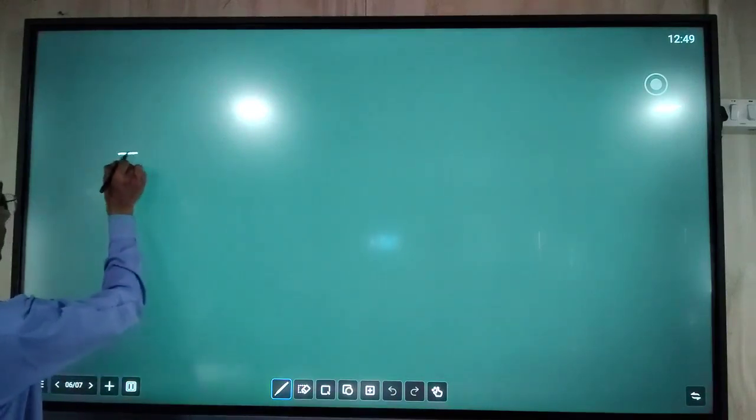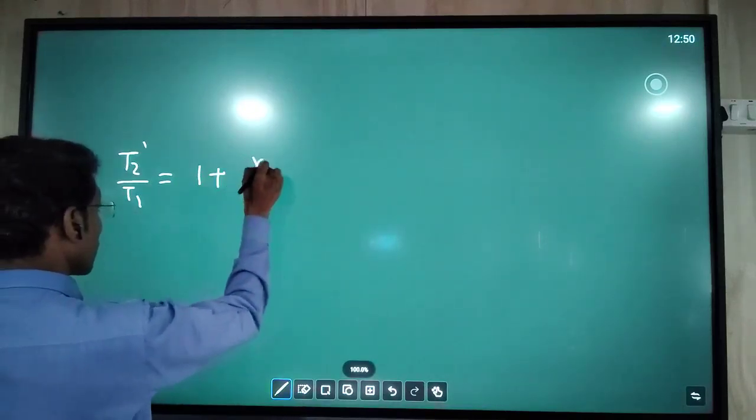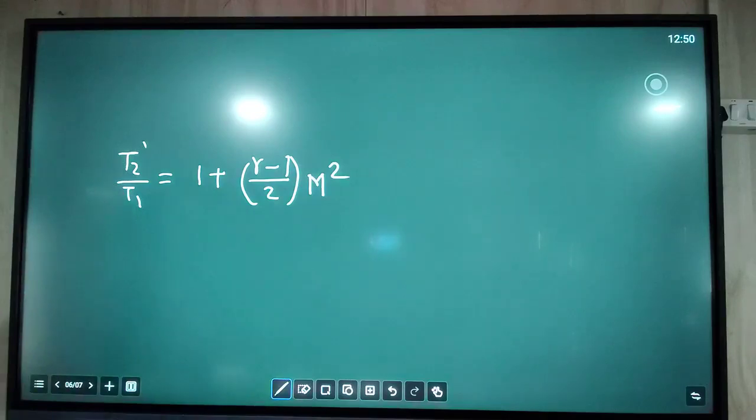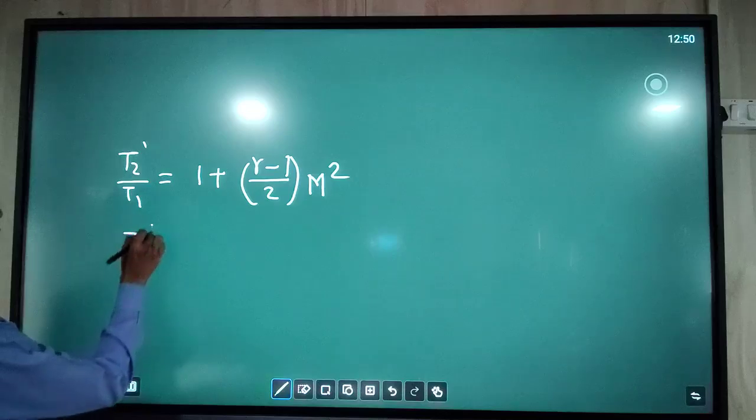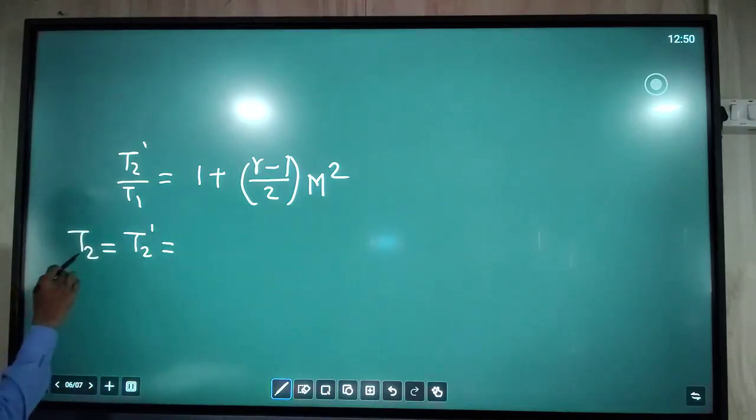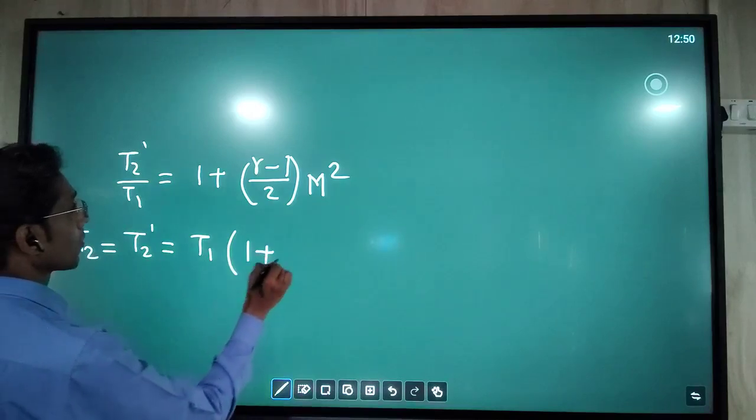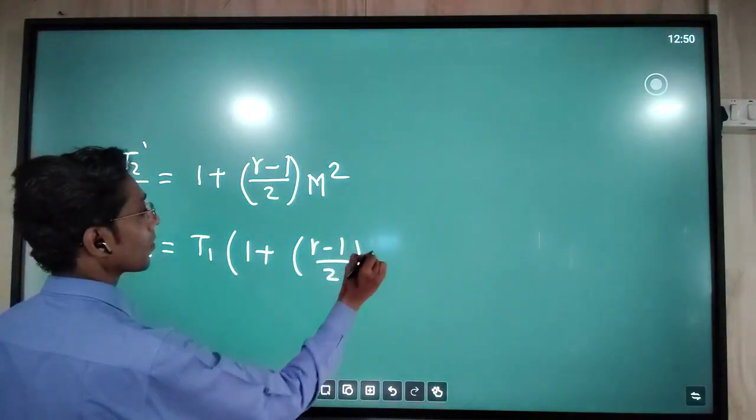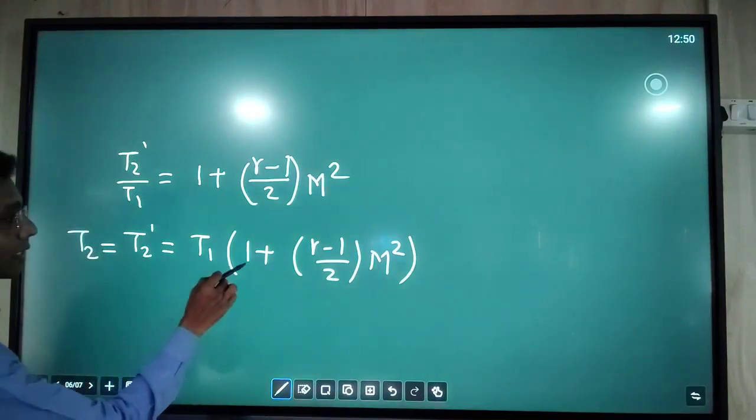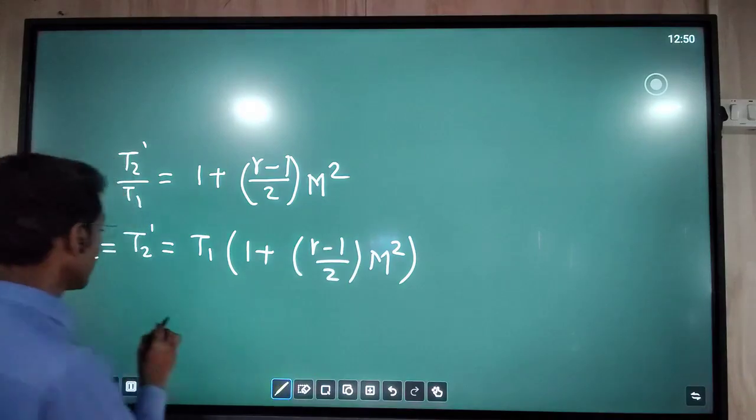Here is the equation: T2 dash upon T1 is equal to 1 plus (gamma minus 1 upon 2) times the square of the Mach number. So in this way we can write this formula for T2 dash. Obviously this is also applicable for T2, because the temperatures at points 2 and 2 dash are identical. So T2 or T2 dash is equal to T1 times (1 plus gamma minus 1 upon 2 into Mach number square), where gamma is the adiabatic index.